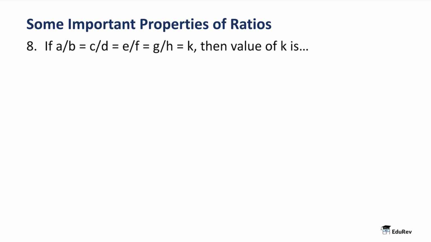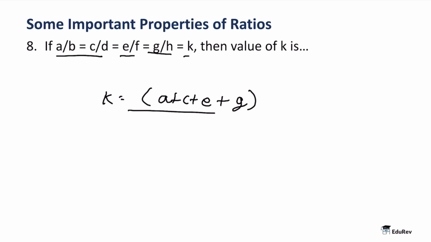The eighth important property of ratio is that if A by B equals C by D equals E by F equals G by H equals K, then the value of K is... So all it is trying to tell you is that if this is the situation, then the value of K comes out to be A plus C plus E plus G divided by B plus D plus F plus H.